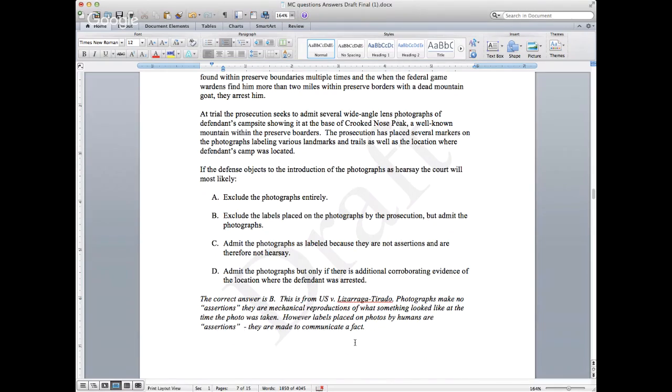v. Lazarga. And it says photographs make no assertions. They are mechanical reproductions, just like we suggested. However, labels placed on photographs by humans are assertions and are made to communicate facts. So B excludes the labels, but admits the photographs. Labels are the assertions, the photographs are not. So B is the correct answer choice.